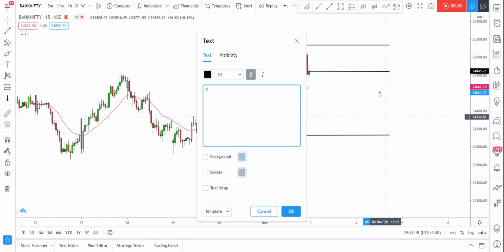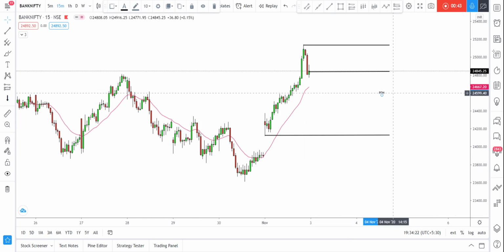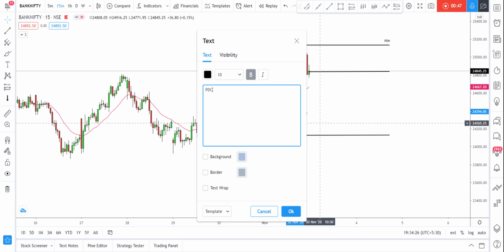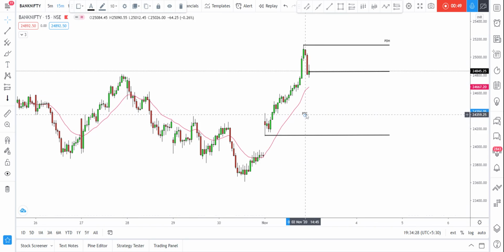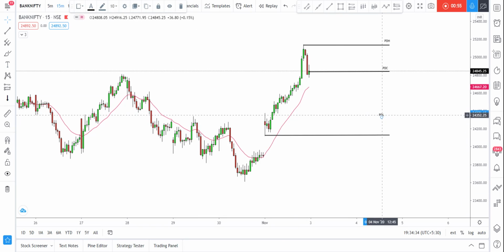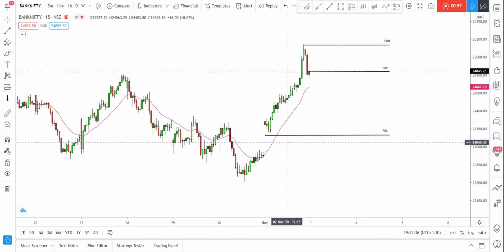I'll mark them as PDH, and then PDC, and then PDL. Apart from these three levels, let me see, will there be any turning point here? There is no turning point available here, right? I think no, there is no turning point.